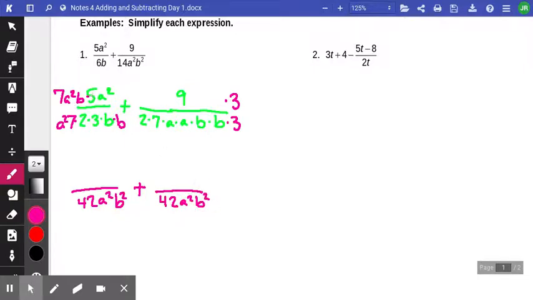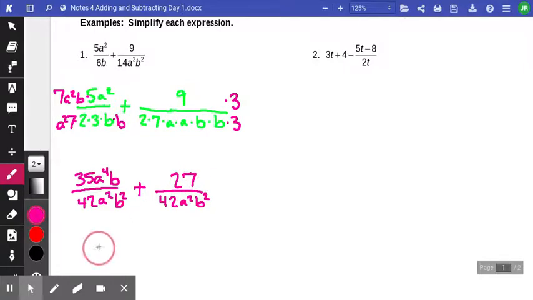So 7 times 5 would give me 35. A squared times a squared would be a to the 4th, using that product rule: keep the same base, add their exponents. And then b, we can't combine that with anything, so we'll just attach it at the end. So that's going to give me 35 a to the 4th b. Plus, over here, we're just taking 9 times 3 because 3 was the only factor missing in this denominator. So that's going to give me 27.